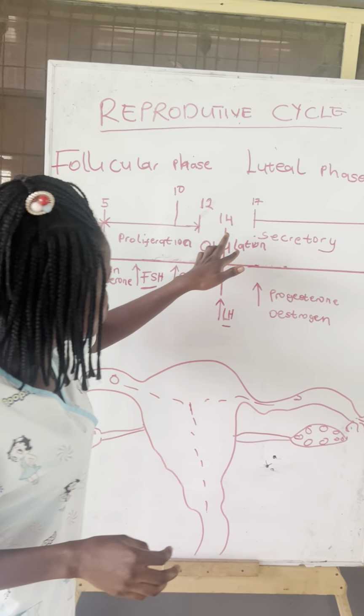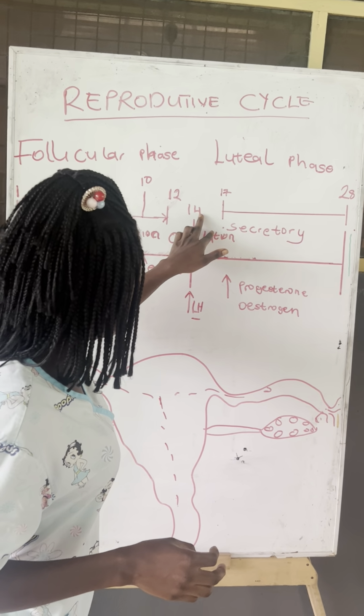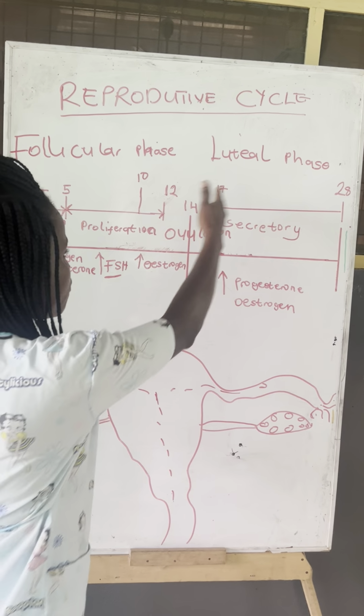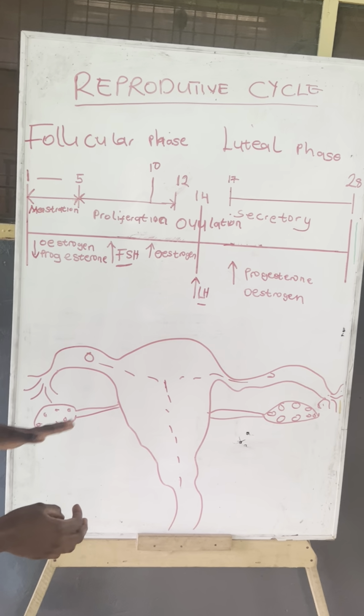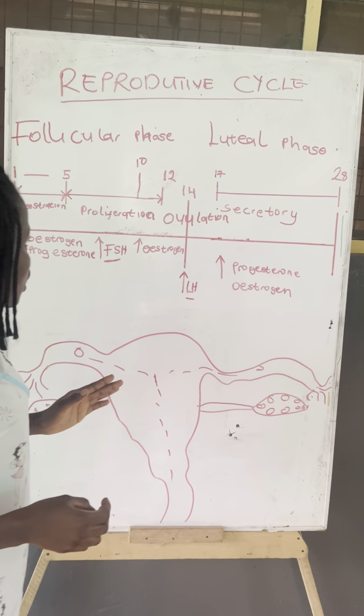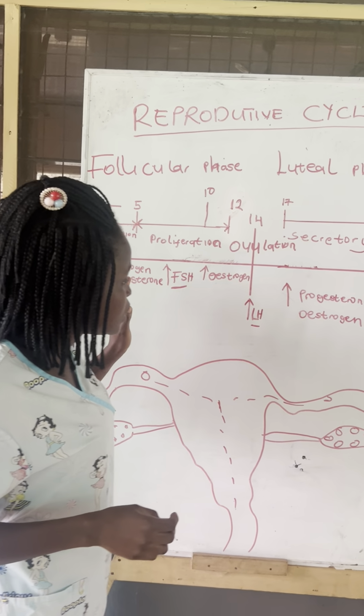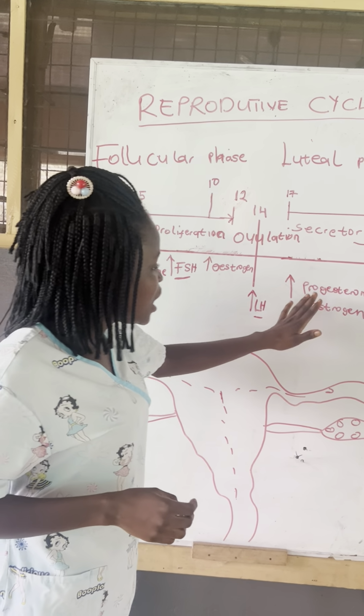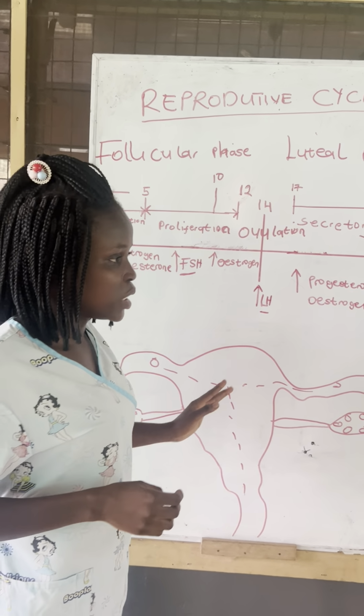So immediately you release an egg at the 14th day, you move to the second phase of the menstrual cycle, which is the second 14 days. And at this phase, you are at the luteal phase. Luteinizing hormone is very high at this point. There is a high level of progesterone and estrogen.